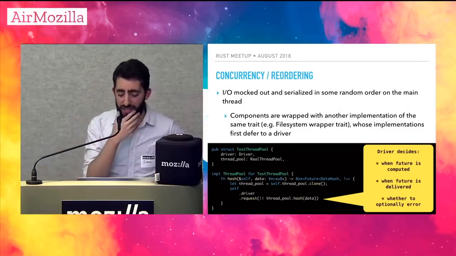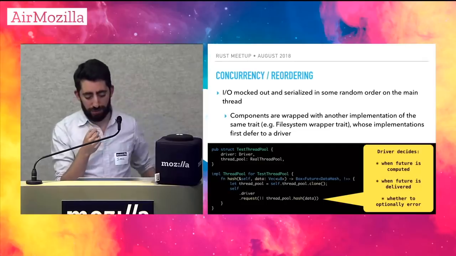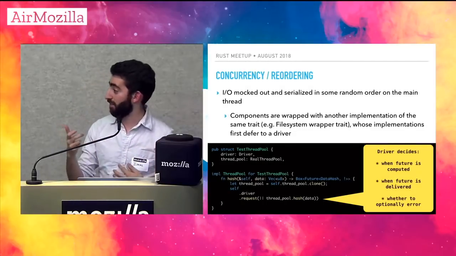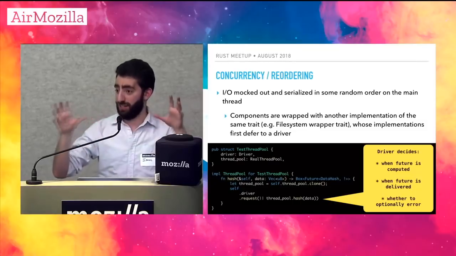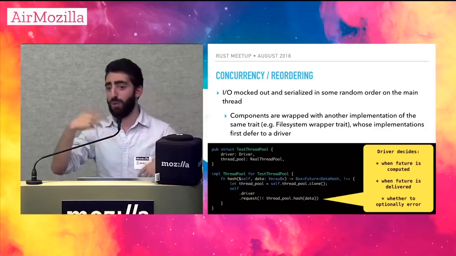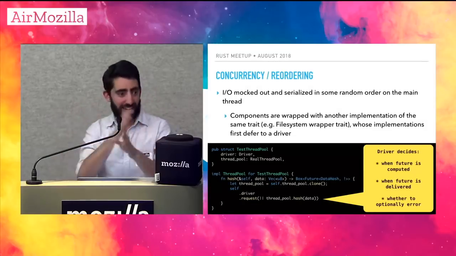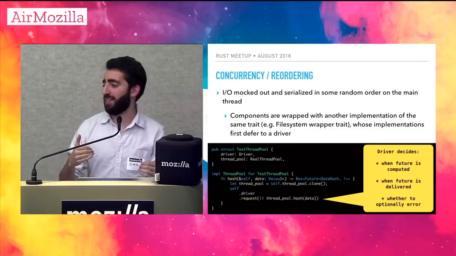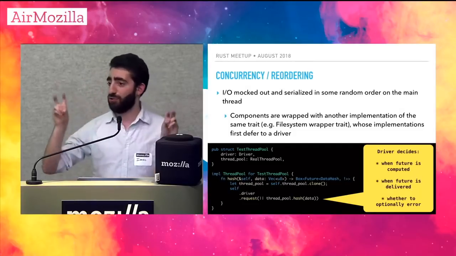So then we take these implementations and we wrap them with another implementation of the same trait. So we can sort of parameterize the entire system to allow us to pick and choose whether we're running with one of these mocks that can have all these reorderings or not. And any request that comes in, we first send to what we call a driver.